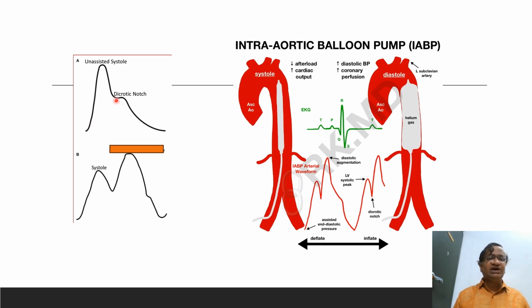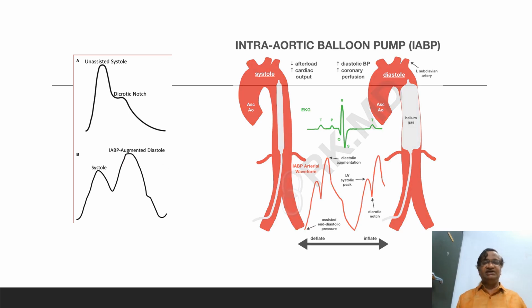Now you see this is a systolic dicrotic notch. Now we have put an intra-aortic balloon pump. Systole and diastole. In diastole, it inflates so that the aortic root pressure increases, and the coronary supply is better. In systole, it deflates, the SVR decreases so that the flow is better. So this is how it works. Now you see here, unassisted systole. So now the curve in IABP will be like this. If you deflate and inflate, the curve will be like this. This is what is called IABP augmented diastole.